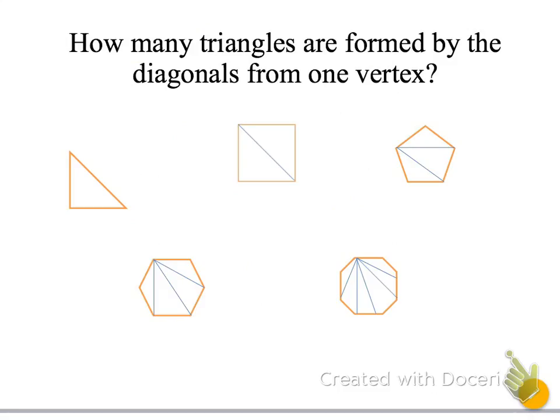Okay, how many triangles are formed by the diagonals from one vertex? This one, we don't have any diagonals from one vertex, so we only have one figure. My next one, we create two different triangles. So here's one, here's two. My next one, we create 1, 2, 3 triangles. My next one, 1, 2, 3, 4. And then we've got 1, 2, 3, 4, 5, 6. So those are the diagonals from one vertex.